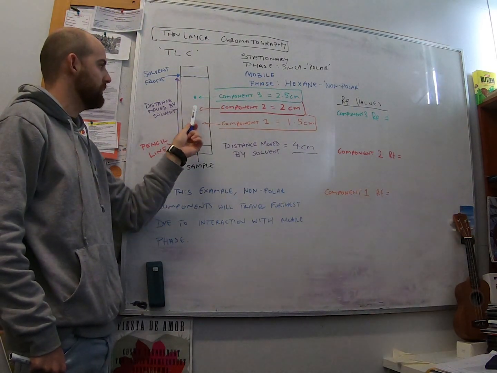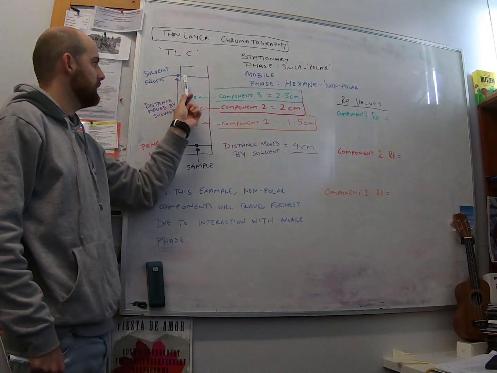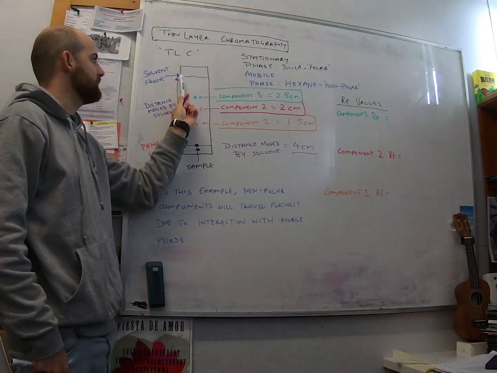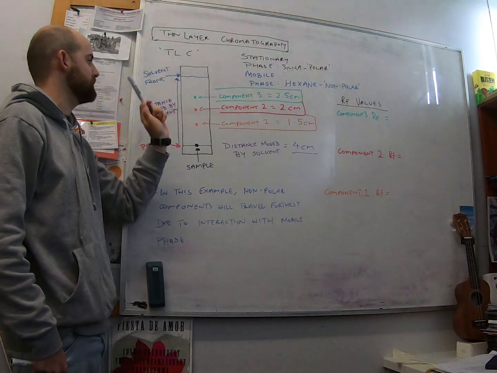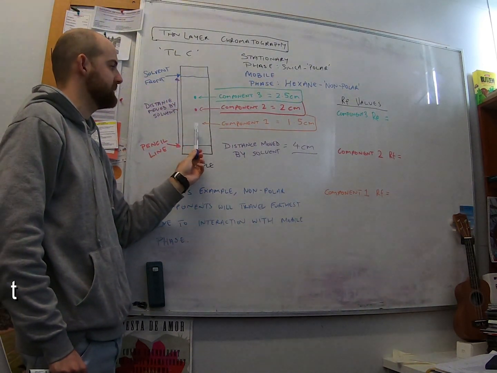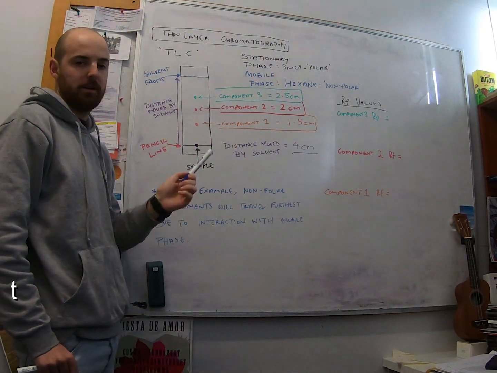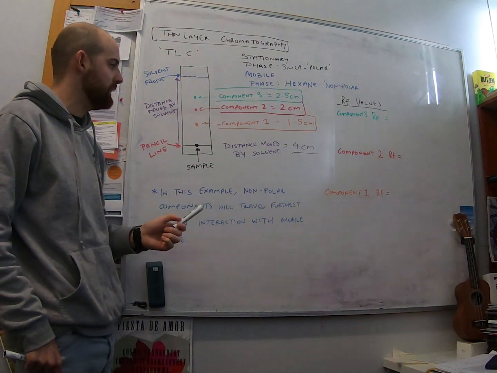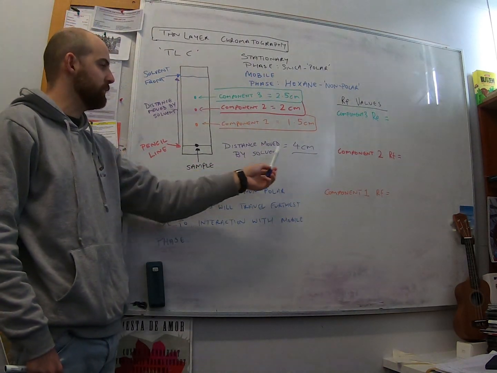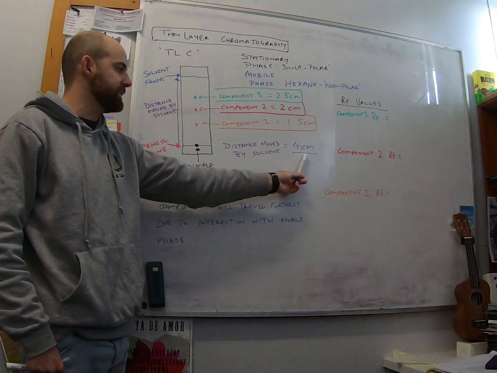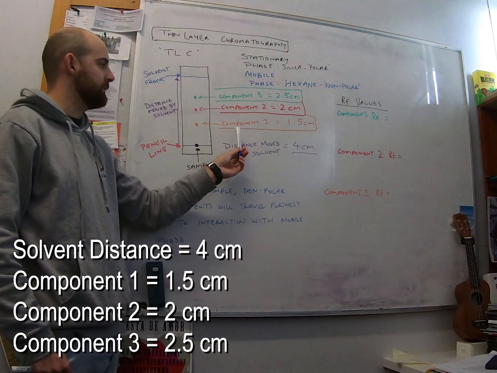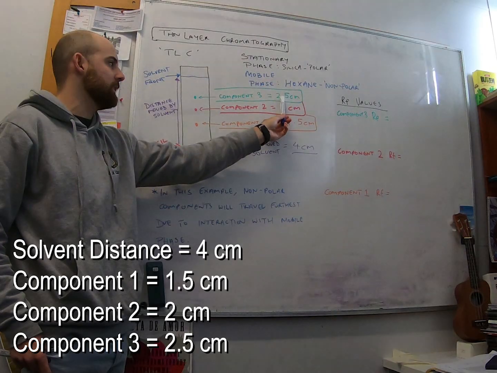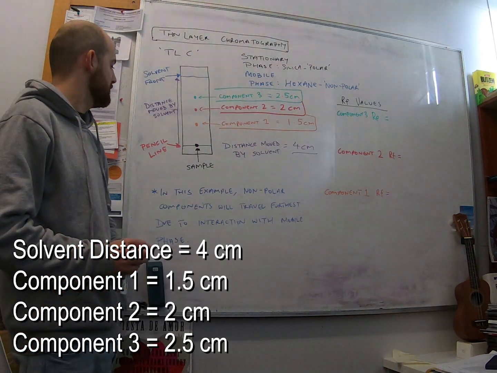Once all the components are separated out, the thin layer is removed and dried, and the distance travelled by the solvent, which we call the solvent front, is measured, as well as the distance travelled by each of the separated components. Okay, in this example here, the distance moved by the solvent front was 4 centimetres. Okay, and the distance measured for each of the components were 1.5 centimetres, 2 centimetres, and 2.5 centimetres.